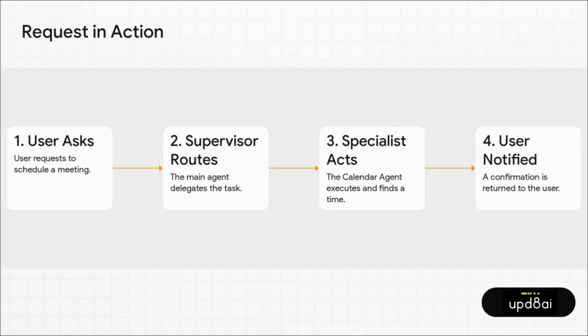So let's walk through an example. A user just says, hey, schedule a meeting with Alex for next Tuesday. The supervisor agent, the CEO, sees this. It picks up on schedule and meeting and immediately knows, this is a job for the calendar department. So it routes that request to the specialist calendar agent. That agent has the tools, it checks the calendar, finds a slot, creates the event, and then reports back. Super efficient, super specialized, just really powerful.